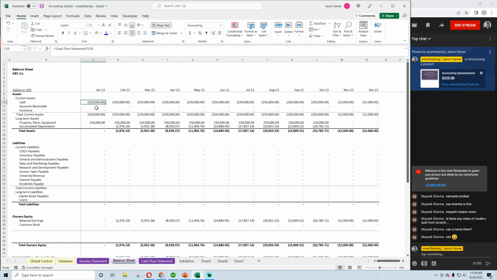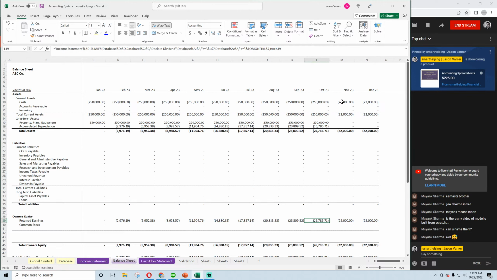If we look at this thing from start to finish, we buy a piece of equipment for 250, cash goes down, equipment goes up, we start depreciating it, accumulated depreciation goes up, it would affect our net retained earnings in a negative way. So that's the total depreciation there.